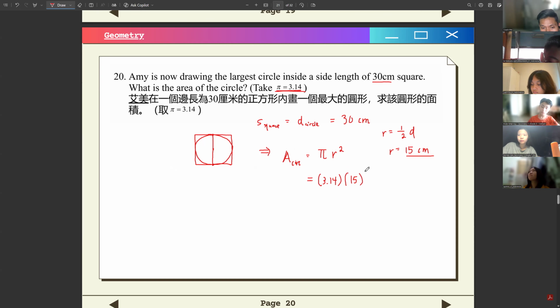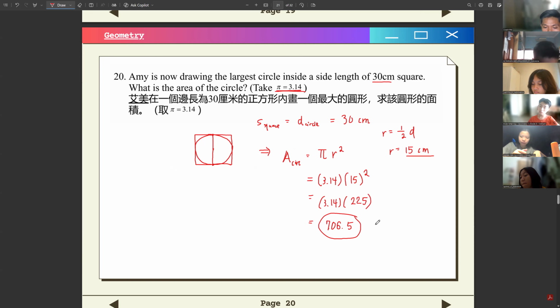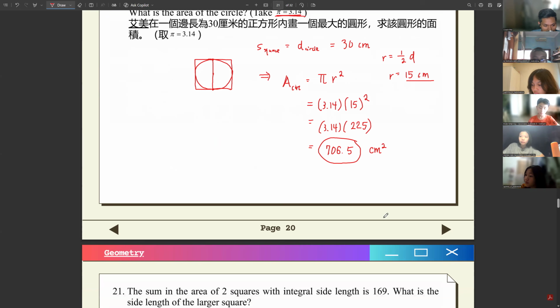So let's substitute. Square the 15. We have 3.14. 15 squared is 225? Yes, it is 225, right? And then evaluating, you would get 706.5. You don't have to write the units, but the units is centimeters squared because it's area. Okay? No questions? Next.